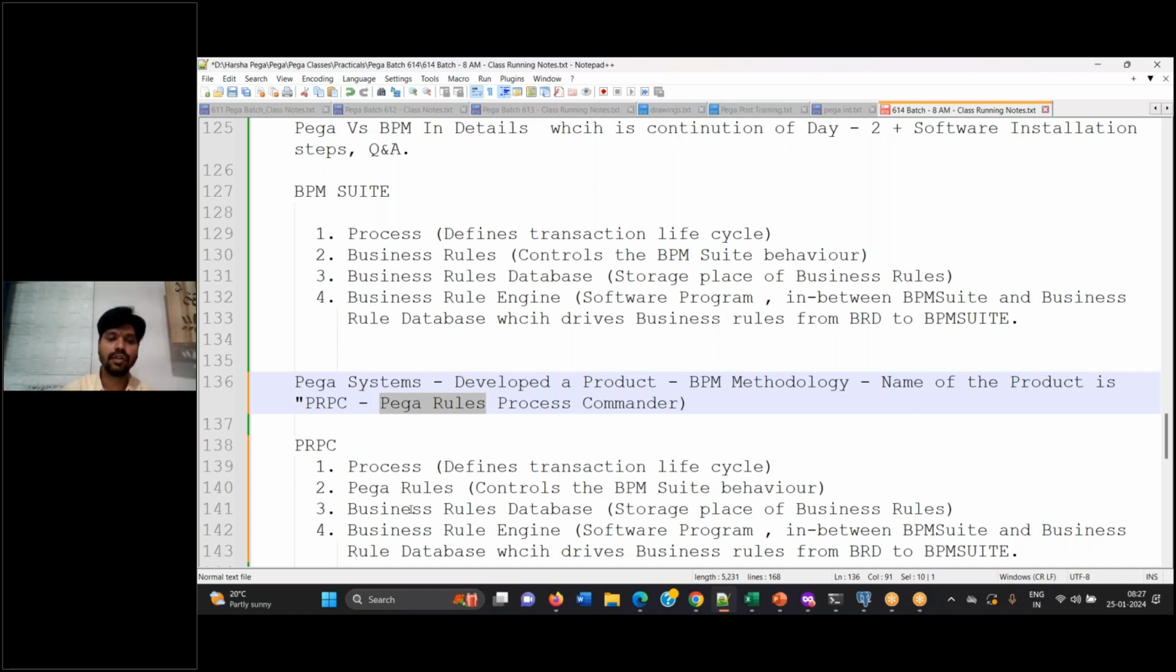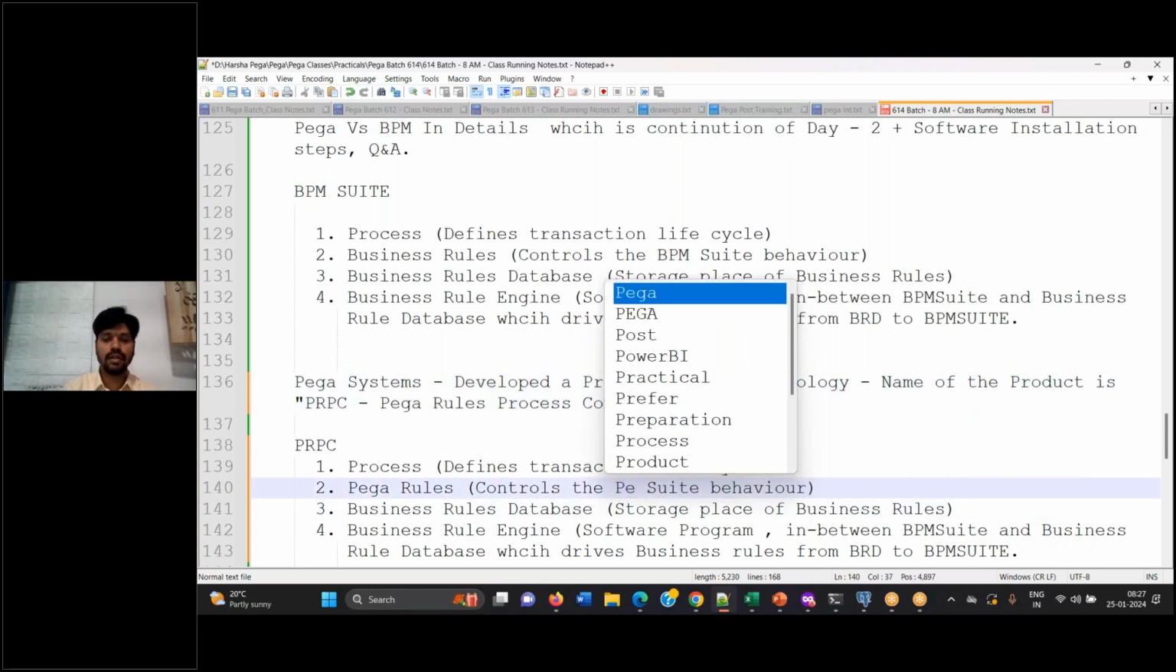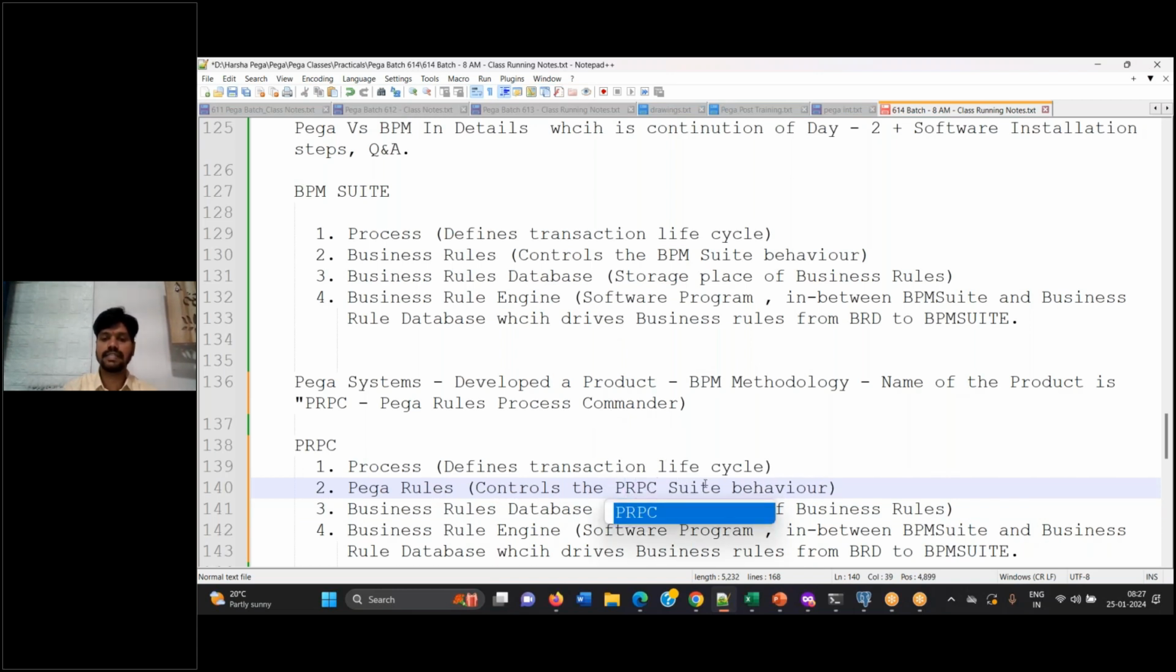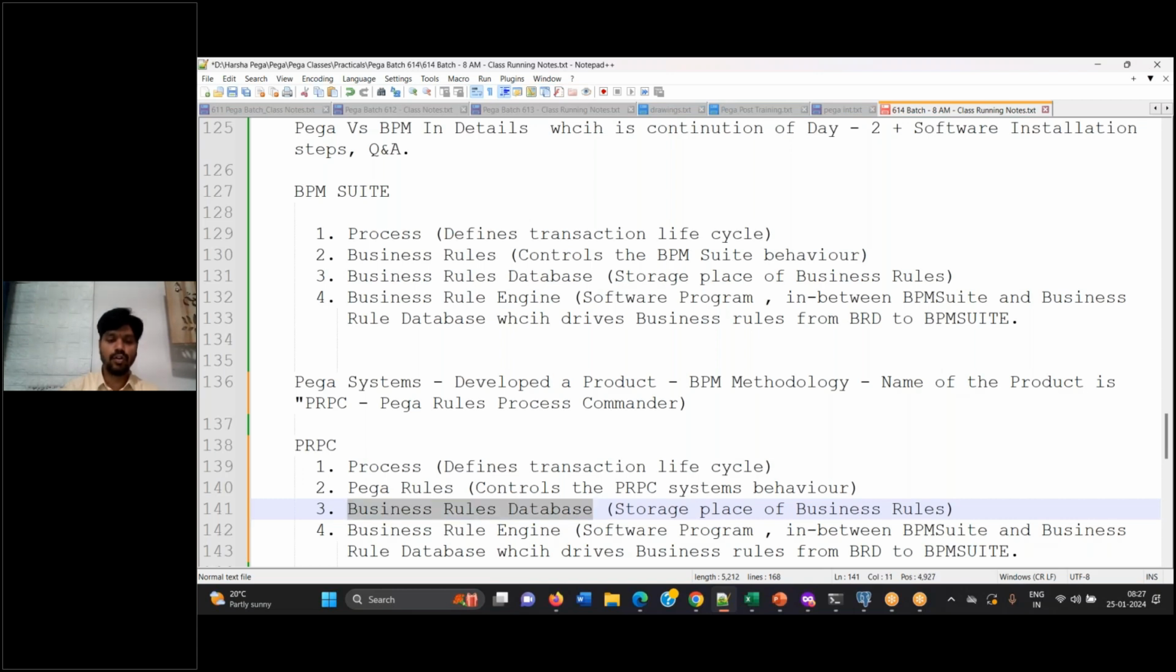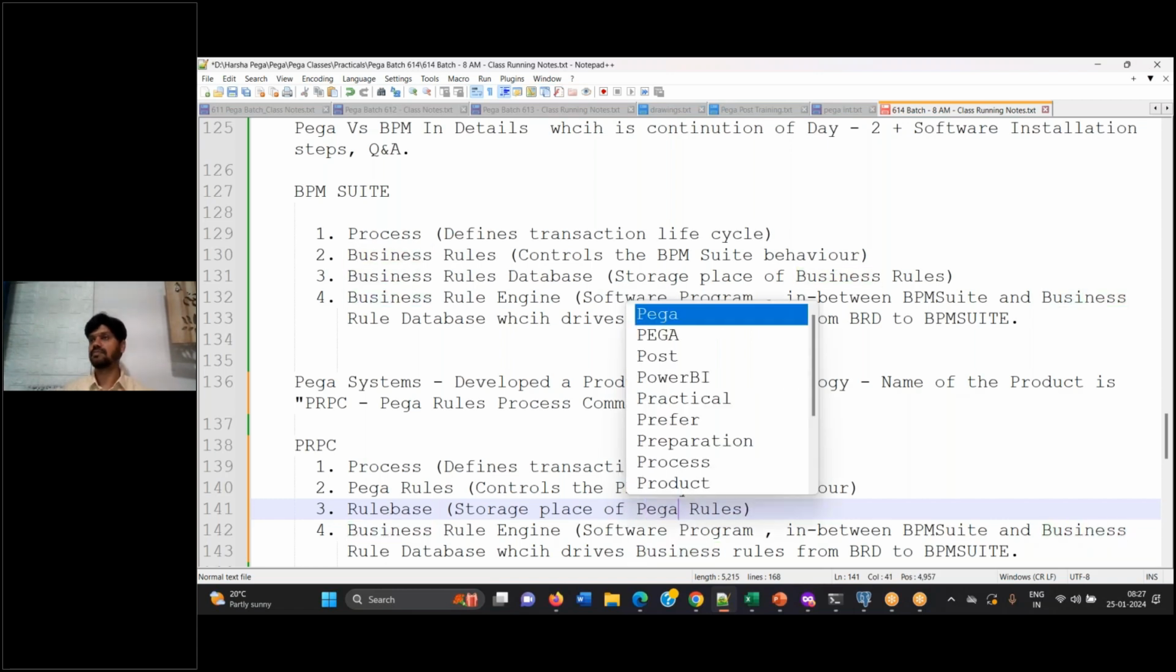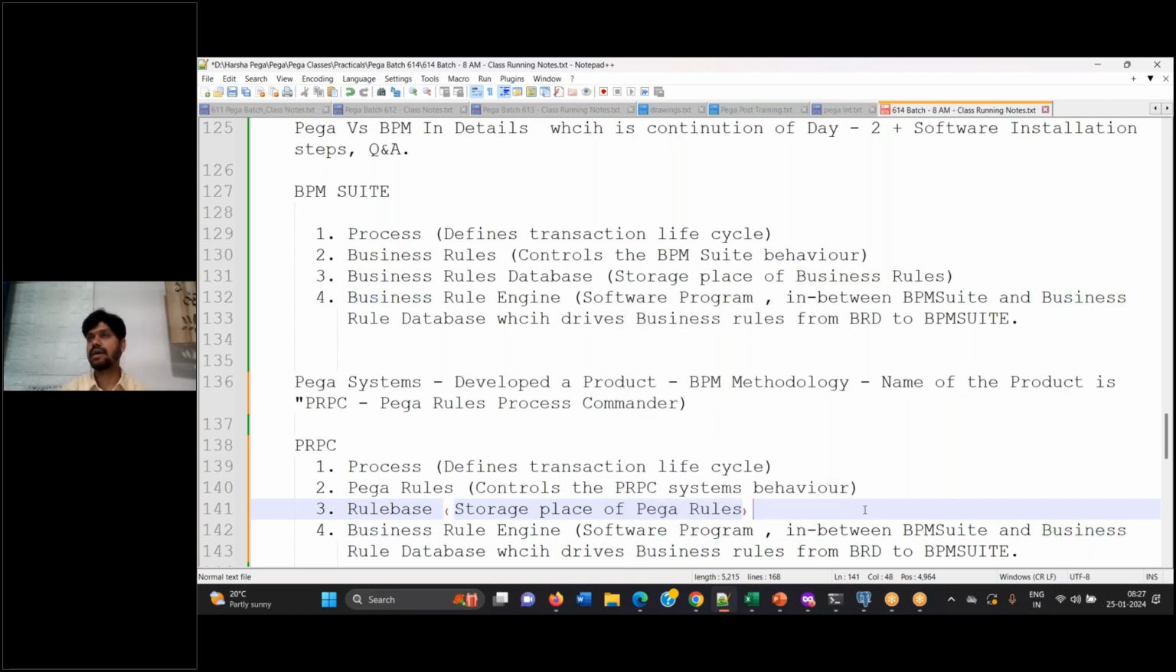Understand? Now, business rules are stored in the business rules database. It controls the PRPC system. Business rules they are calling, here we are calling PEGA rules. Business rules database, what do you call here? I will tell you. Rule base. What do you call in PEGA? Rule base. Storage place of PEGA rules. Actually, equivalently, it should be available here.